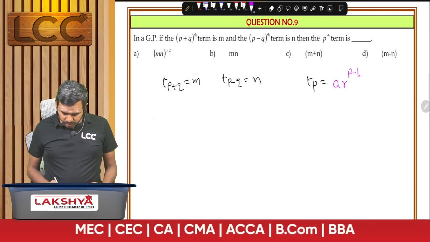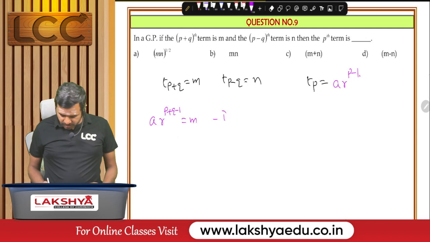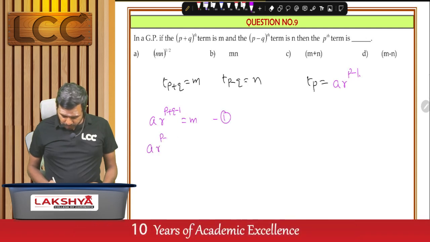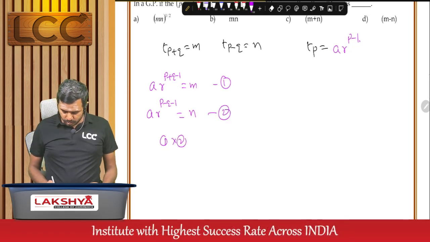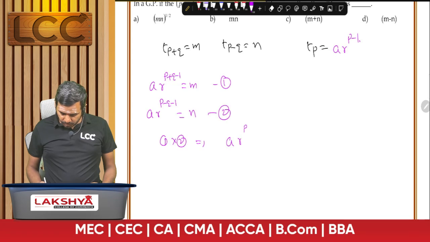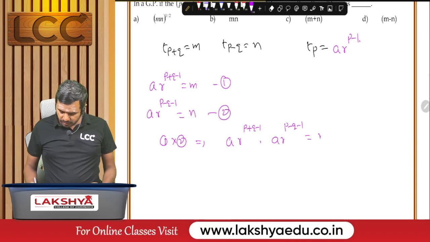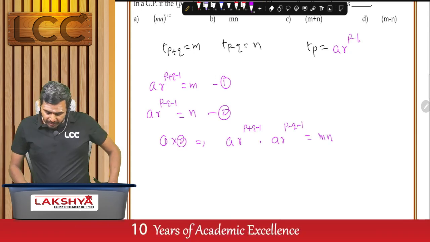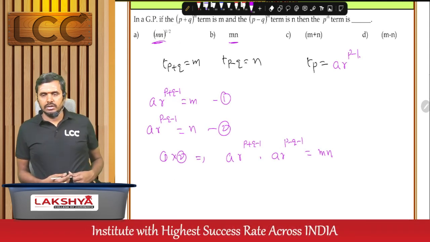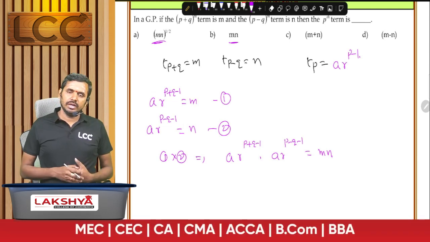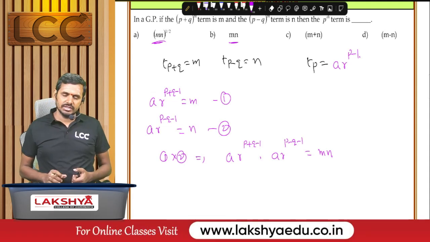What is TP plus Q? A into R power P plus Q minus 1 is equal to M, and this is equation 1. A into R power P minus Q minus 1 is equal to N. This is equation 2. Multiply 1 into 2. A into R power P plus Q minus 1 into A into R power P minus Q minus 1 is equal to M into N. See, why I am going to calculate M into N: observe the options. In the options we have an option like MN, that's why I am trying to find the MN value. If it does not work out, then I will try calculating M plus N or M minus N.